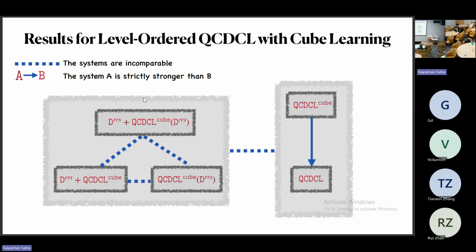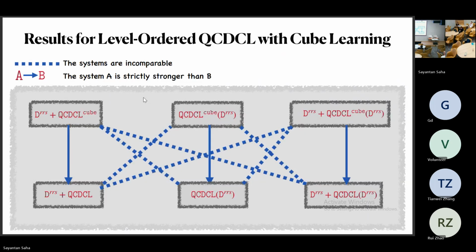So if I have QCDCL, just adding cube learning gives me a stronger system. But to QCDCL, if I add cube learning and I add dependencies, it's not necessarily always a strong system. So it might be that adding dependencies along with cube learning is a disadvantage from having neither. That is something that we highlighted.